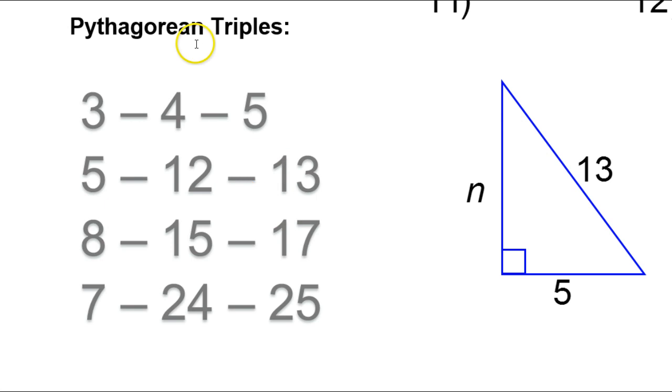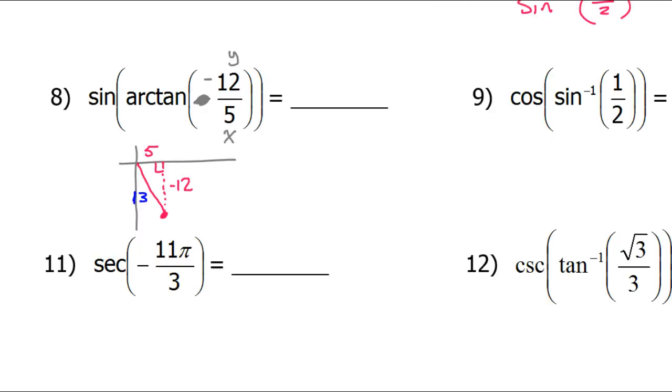If you're interested, here is a brief list of the most common Pythagorean triples. If I see a 3 and a 4 for the legs, I know the hypotenuse will be a 5. If I see a 5 and a 12, the hypotenuse will be a 13. If I see an 8 and a 15, the hypotenuse will be 17. And it works the other way. If I see a hypotenuse of 25 and one of the legs is 24, I know that the other leg will be 7. These are the four most common Pythagorean triples. They are worth memorizing. Anyway, arctangent is an angle.